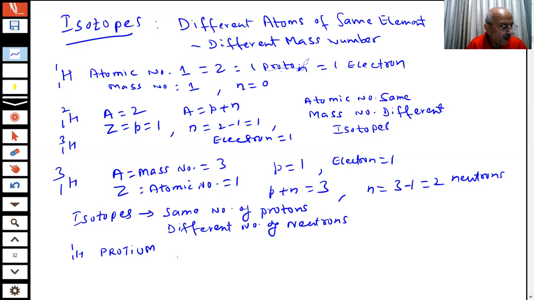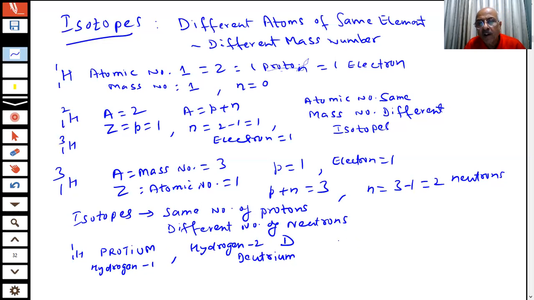And this is our hydrogen 1. And the second one is called 1H2. This is my hydrogen 1. Hydrogen 2, this mass number 2, is sometimes represented by D. This is called deuterium. It is 2 times heavier than this. Deuterium is 2 times heavier than protium.